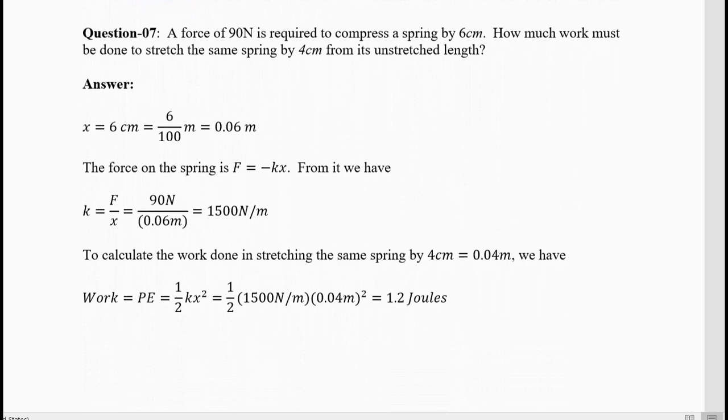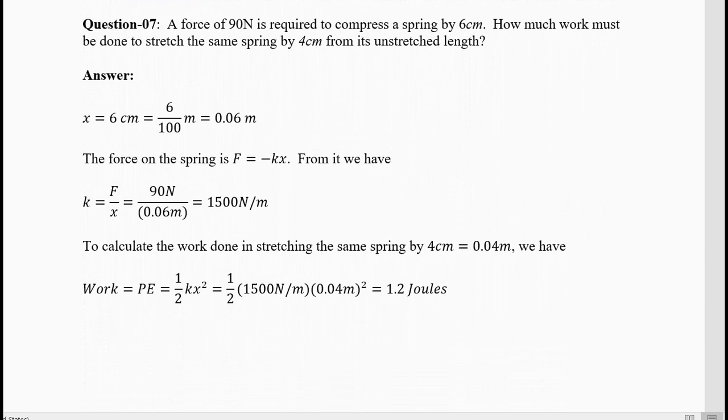Question number 7. A force of 90 Newton is required to compress a spring by 6 cm. Look, the force is 90 newtons and the compression is 6 centimeters. We are talking about a force in this sentence. How much work must be done to stretch the same spring by 4 cm from its unstretched length? In the first part of the question, the data is about force and displacement. In the second part, it is work. Work means potential energy in this case with the displacement. And the two displacements are different. They can be the same sometimes.